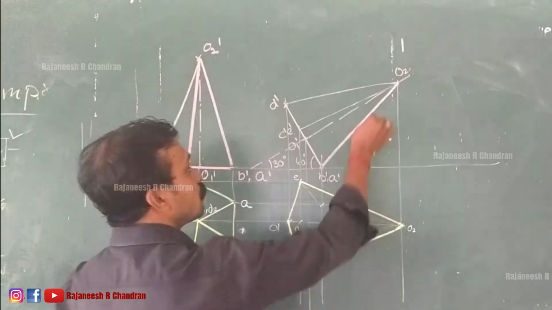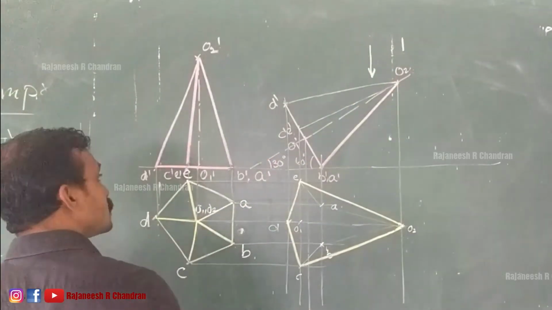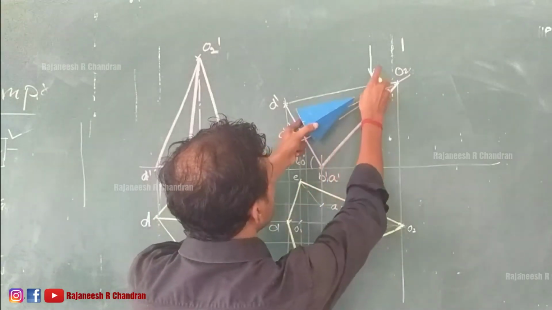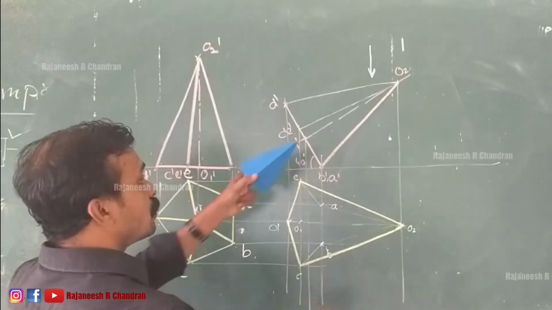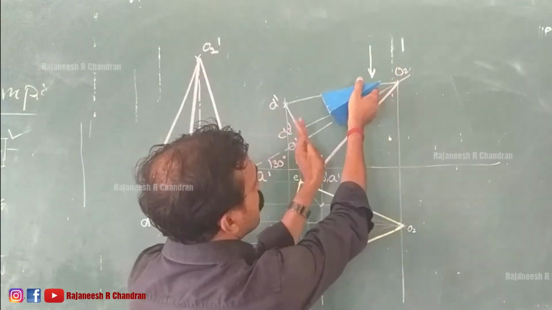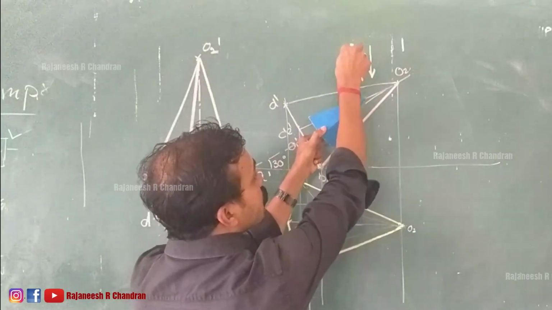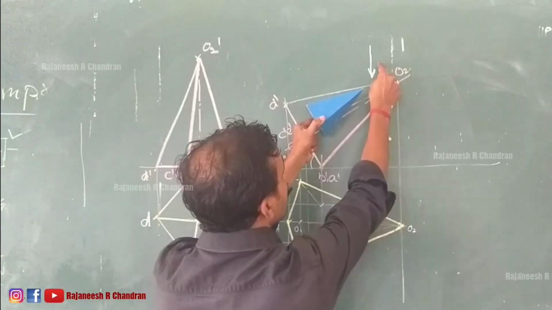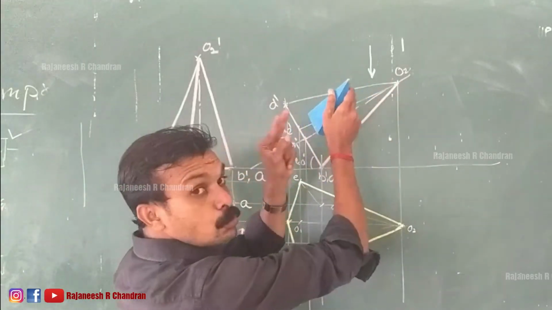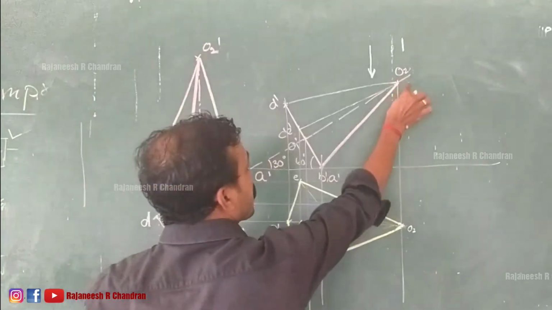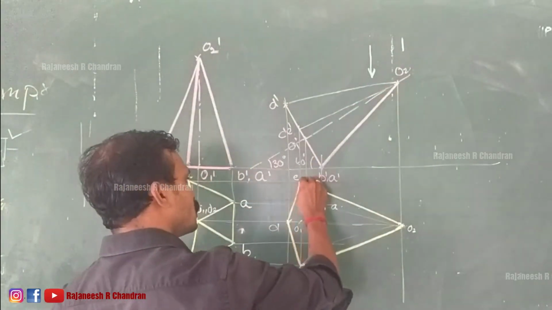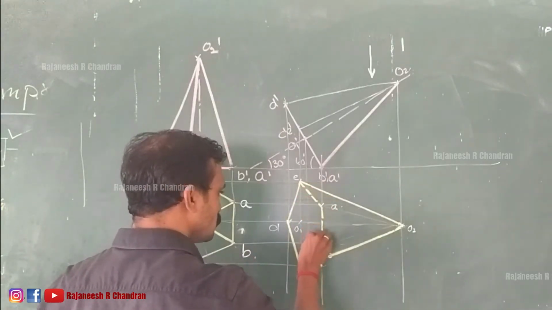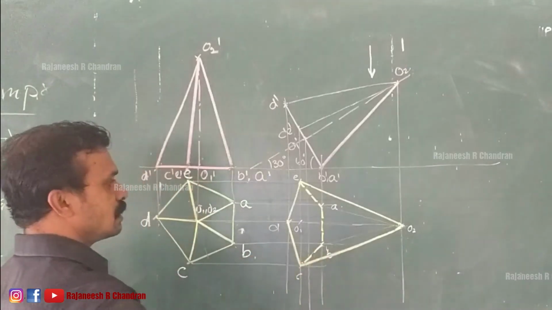Now the second rule is, we are observing from here. See, now this is like this, right? So, when we are observing from here, the apex is nearer. And we know that when the apex is nearer to the observer, the base will be invisible. We are observing from here, that's why we are projecting from there. So, since the apex is nearer to the observer, the base will be invisible. That is our rule. So, this portion, the remaining portion of the base, will be invisible. So, these edges will be invisible.